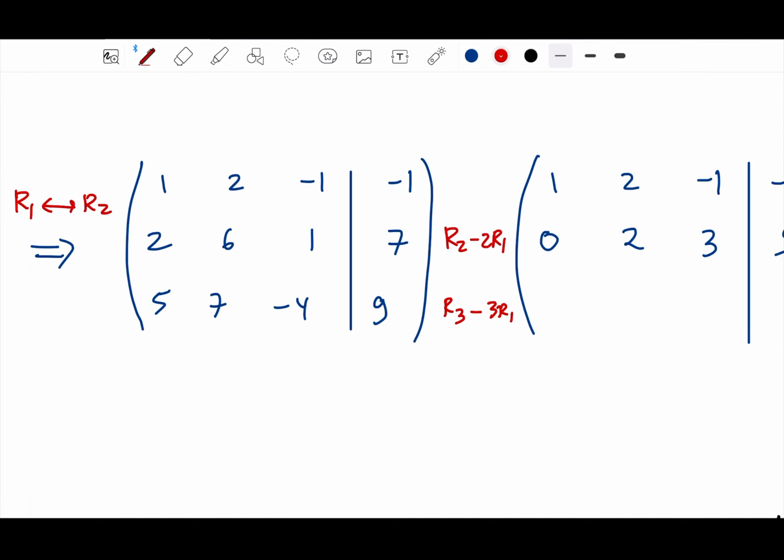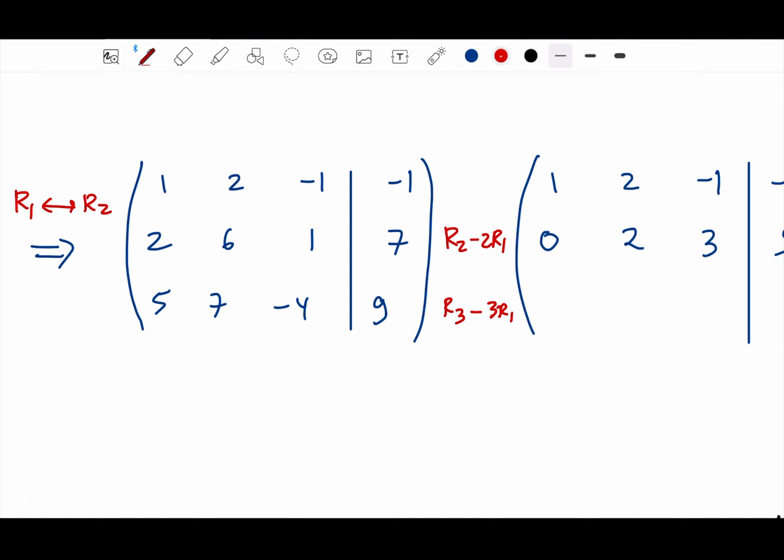Okay, this is my suggested path. You could try the other path. And I believe if you are doing it with consistent calculations, no mistake in the process, you will find the same results. Okay. So we are going to minus this row 3 with 3R1. So 5 minus 5, 7 minus 6, like that.